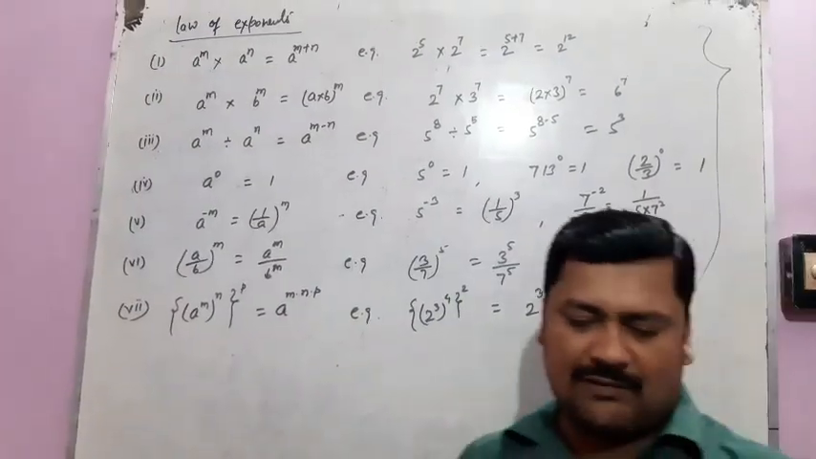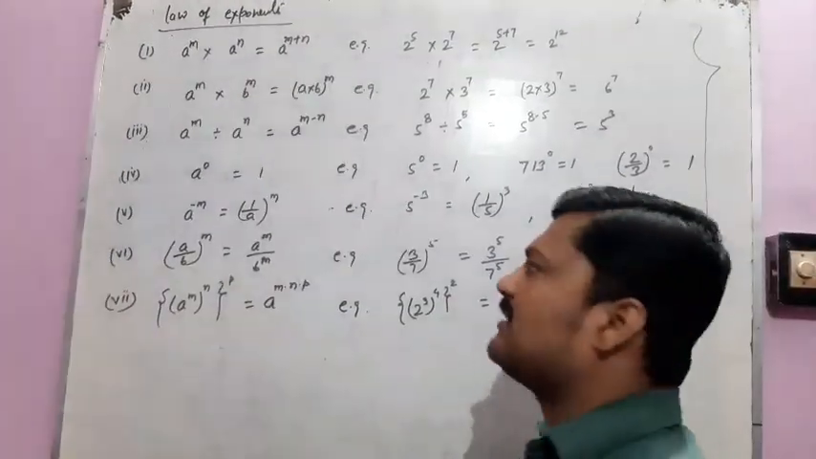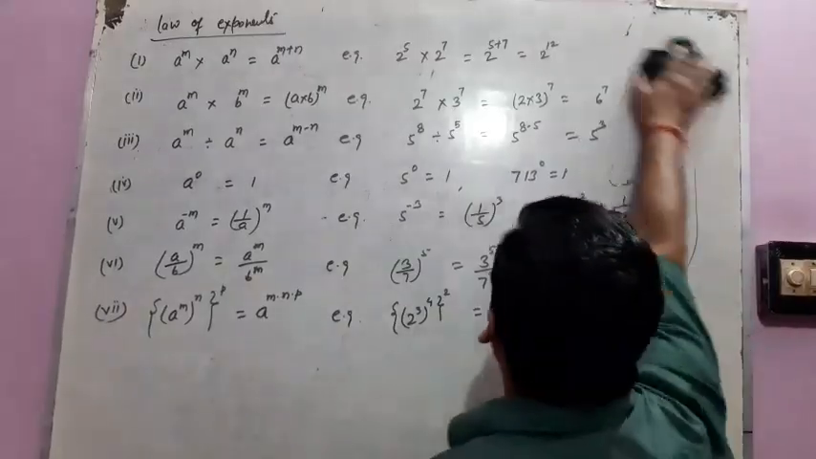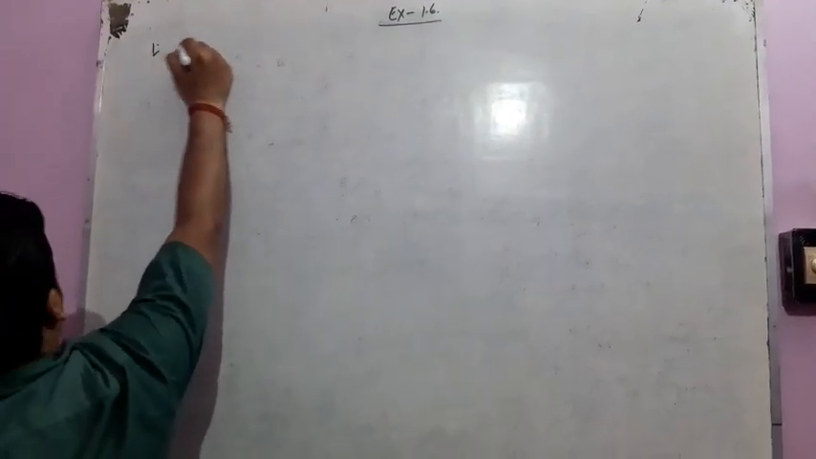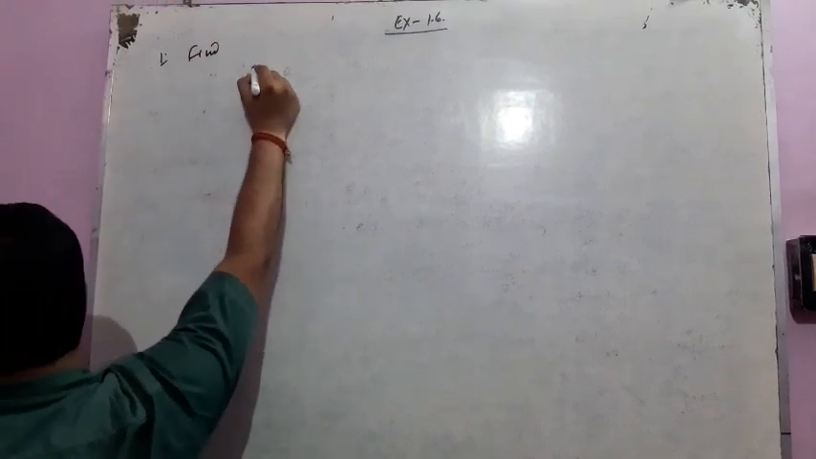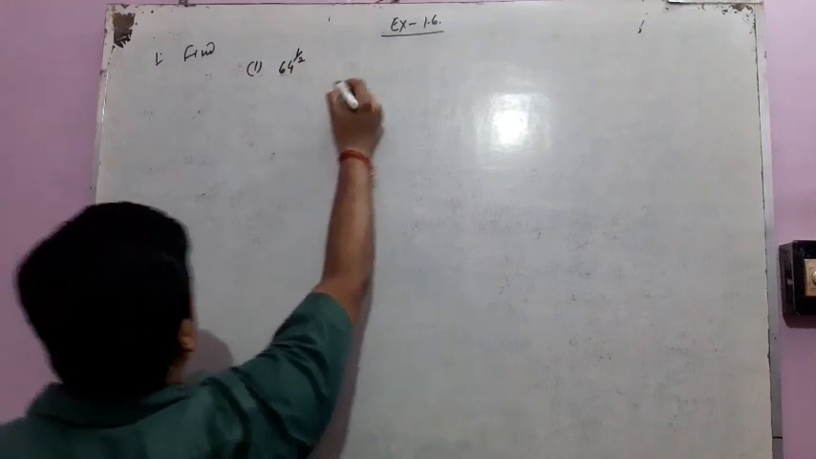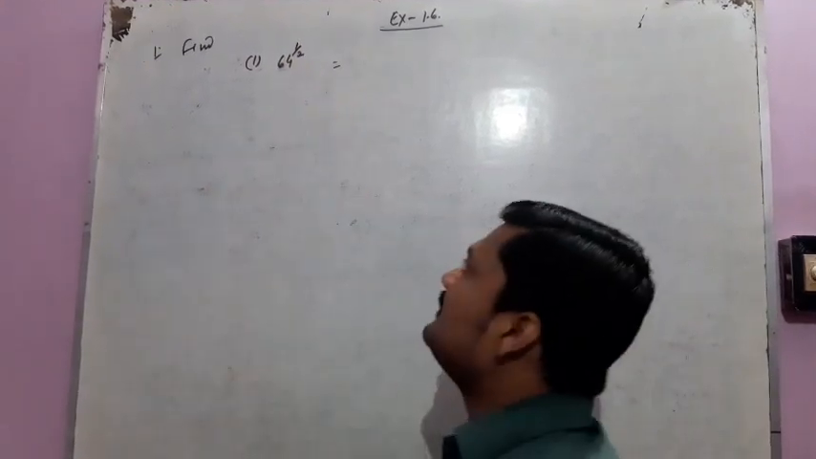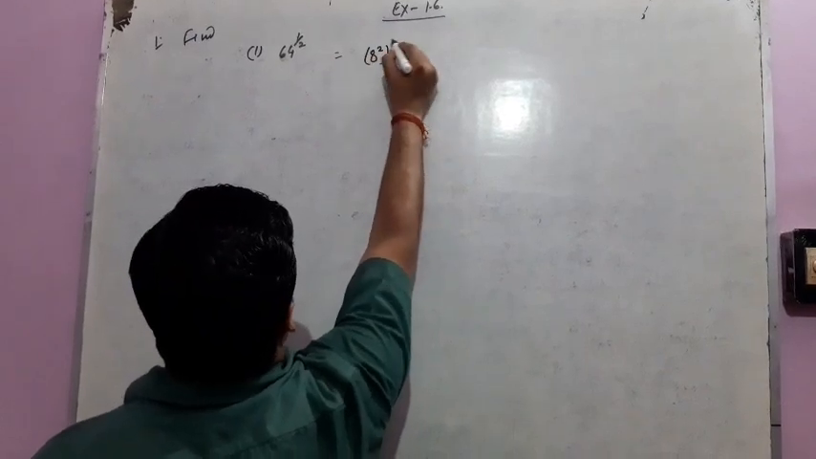Now we will solve exercise 1.6. Keep in mind, whenever you are solving this exercise, keep all the exponent laws in your mind. Now look, in exercise 1.6, the first question is to find 64 to the power 1 by 2. Now we convert 64 as the square of 8.